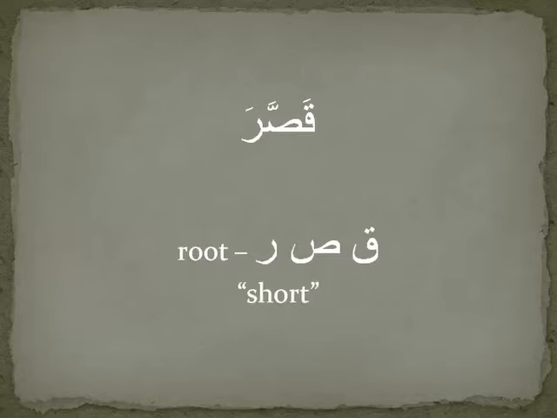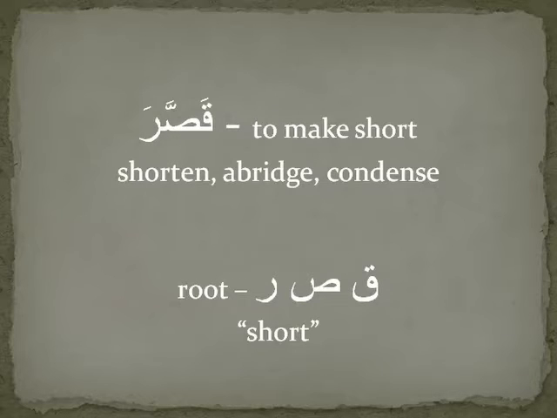Okay, so what is the root? Obviously, that's the root. Qaf Sad Ra. Right? That root means what? It has to do with, of course, exactly. Right? We know the word qasir. Qasir is short. Now, what kind of word is this? Well, you can tell it's a measure 2, so it means to make something be whatever the measure 1 is. So, qassara, to make short, i.e. to shorten, abridge, condense, whatever. Okay, this same pattern is going to work for all these different roots. What do you think of that?